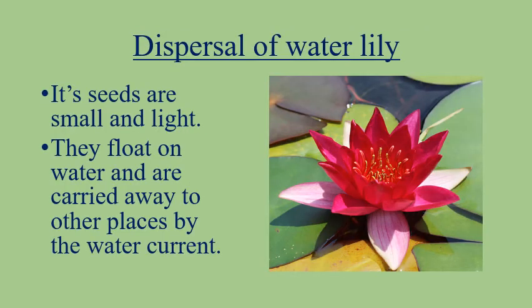Let us first talk about water lily. The seeds of water lily are very small and light. It makes them easy to float on water, and they are carried away to other places by the water current. Now, water current is actually the movement of water from one place to another. We can describe water current by its speed and direction.